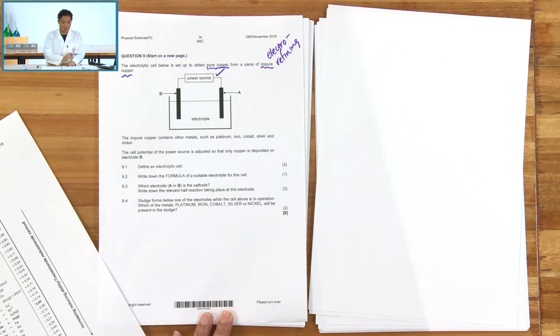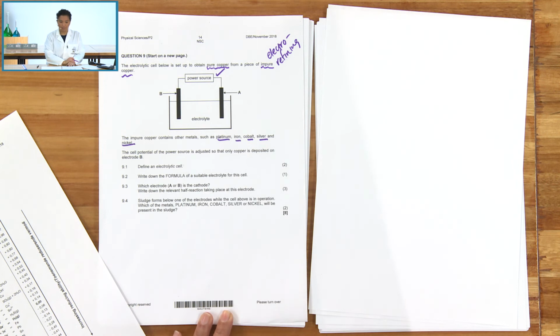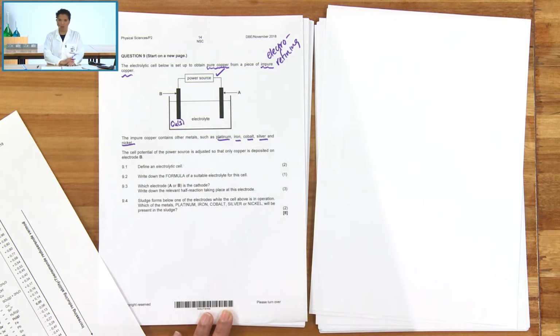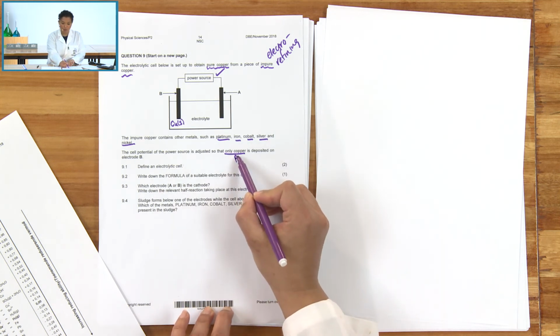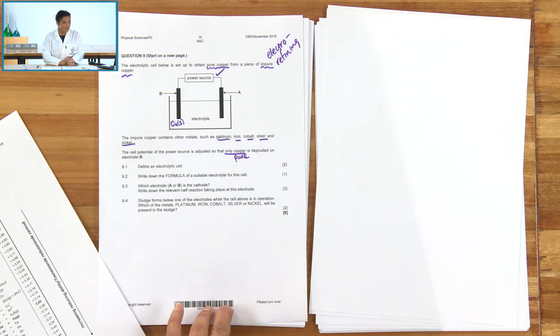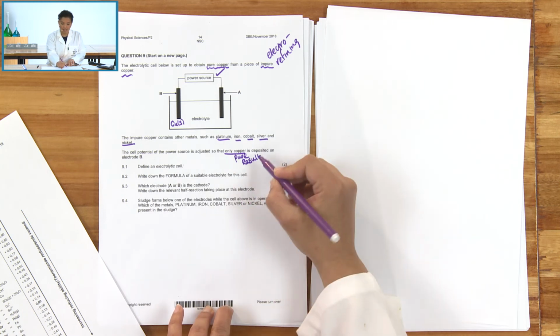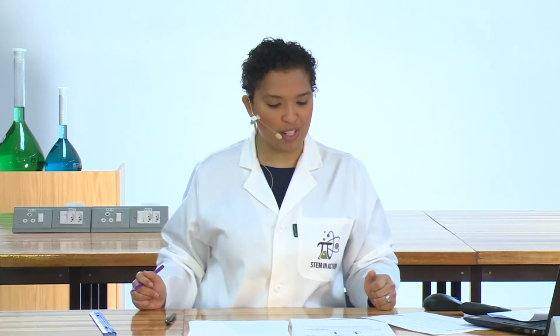They say the impure copper contains other metals such as platinum, iron, cobalt, silver, and nickel. The cell potential of the power source is adjusted so that only copper is deposited on electrode B. So here we're going to get copper solid forming on electrode B. And it's important because it's only copper, which means it's pure copper. And from our learning, we know if pure copper is the result, we know that the result happens at the cathode. That's just accessing information that we know. Let's see how that's going to help us answer these questions.